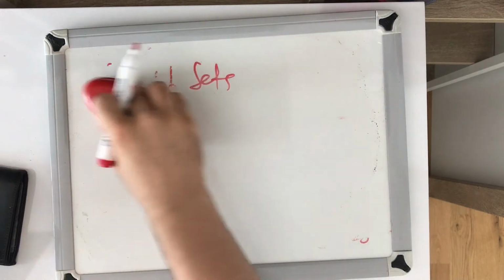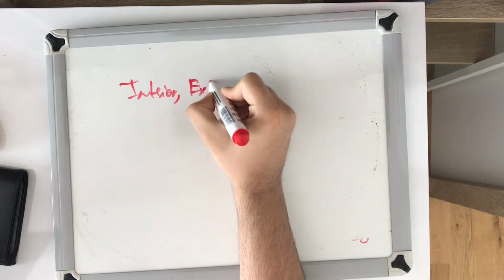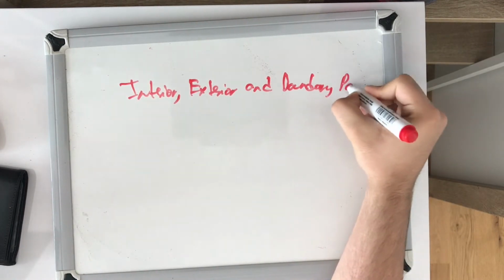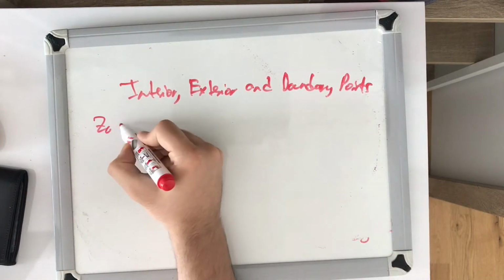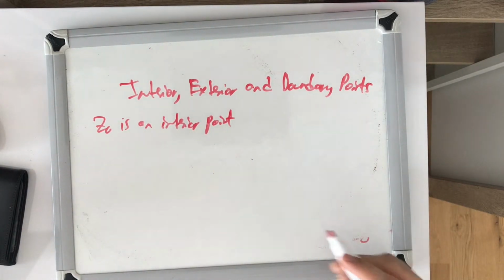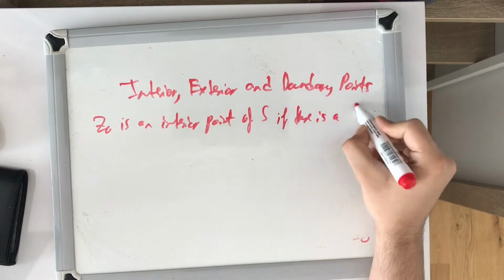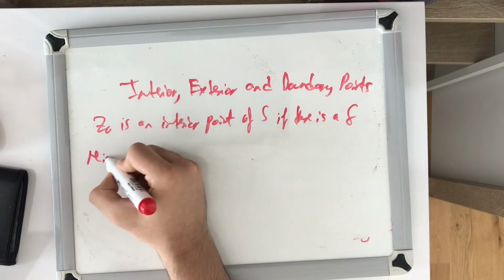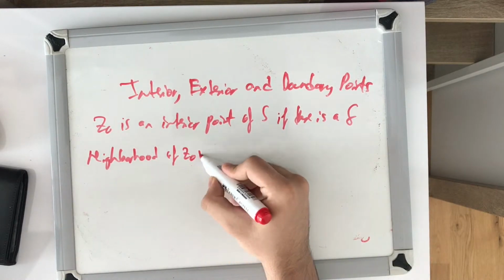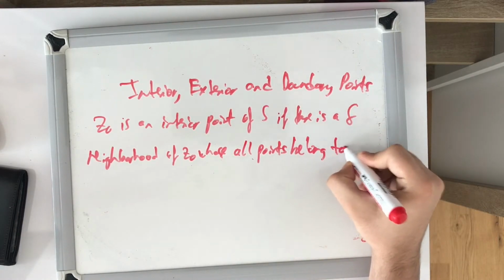Okay, and we have another important definition: interior, exterior, and boundary points. A point z0 is an interior point of S if there is a delta neighborhood of z0 whose points all belong to S.